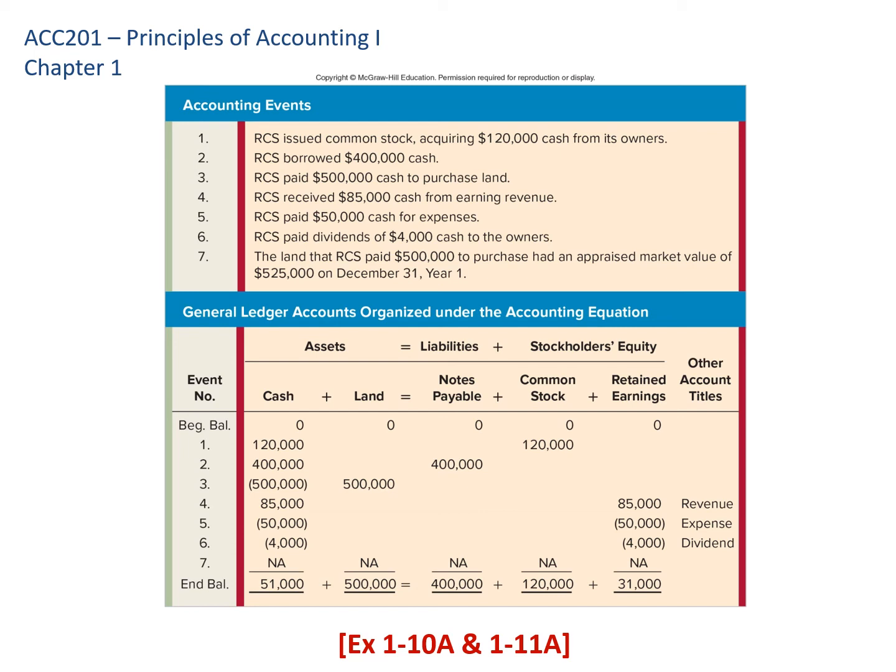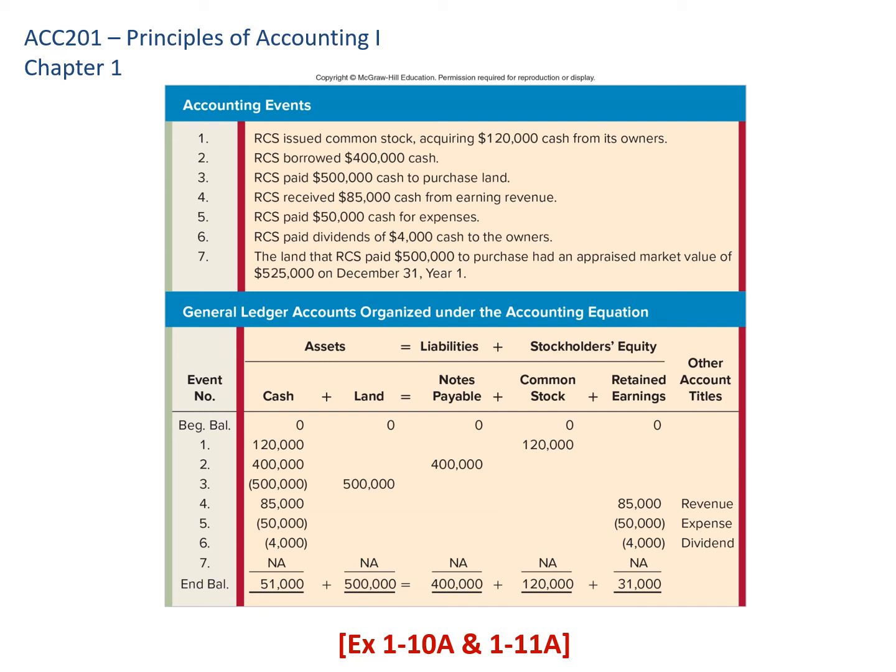The next one, RCS borrowed $400,000 in cash. So in that case, I have a liability, note payable, going up, and I have cash going up. So that's another asset source transaction.